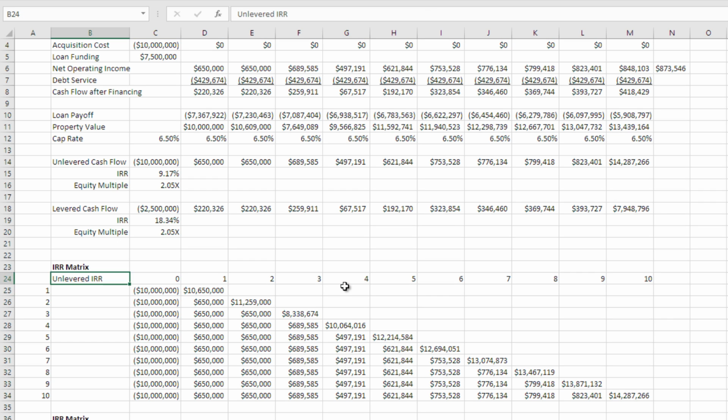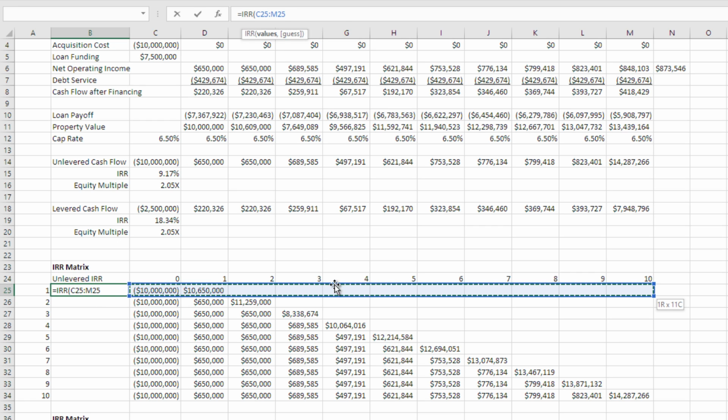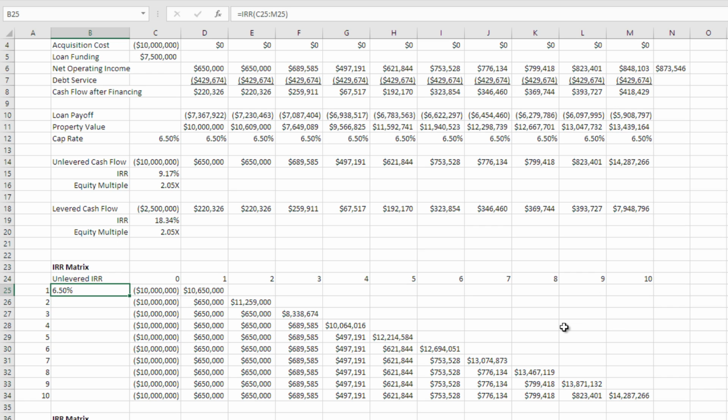And with those cash flows then, we're just going to come into cell B25, or in the first scenario, and we're going to hit equals IRR, open parentheses. We're going to select everything from 0 out to 10, leave it relative, so we're not locking in anything. And then we're just going to copy those down. We copy down the IRR, and now we have the unlevered IRR for each scenario year.